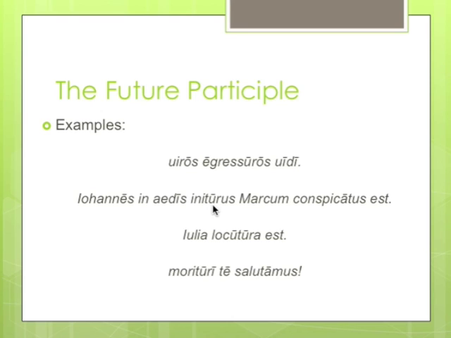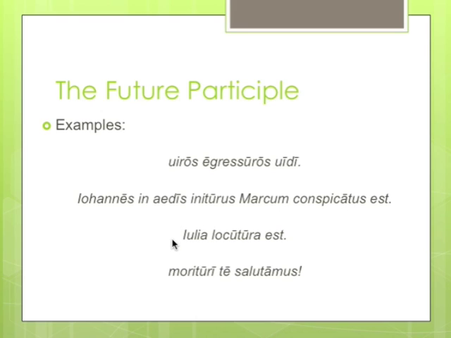Initurus is the future participle of ineo. That's in plus the verb eo, to go, right? So it means to go in or to enter. And the principal parts of ineo are ineo, inire, inii, initum. So we take that last principal part, initum, and we remove the um and we add urus, and we wind up with initurus. So this means John, going to go into the house, spotted Marcus.